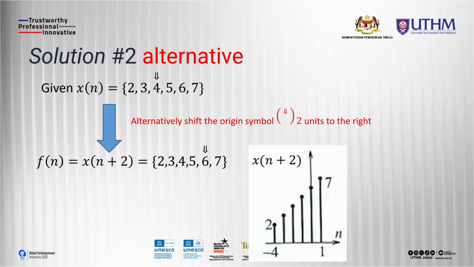Alternatively, you also can solve this problem by shifting the origin symbol. For example, this x[n] is 2, 3, 4, 5, 6, 7, and the question is n plus 2. This means you need to shift the origin 2 units to the right, plus 2. So from 4, 2 units, 1, 2, you get the 6. So this is quite straightforward rather than needing to draw the graph.